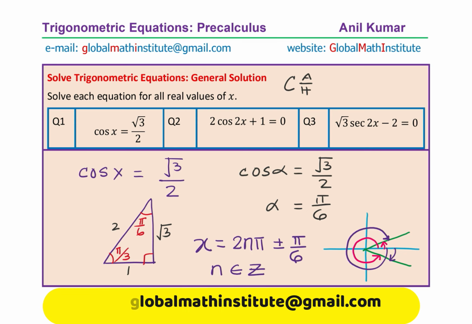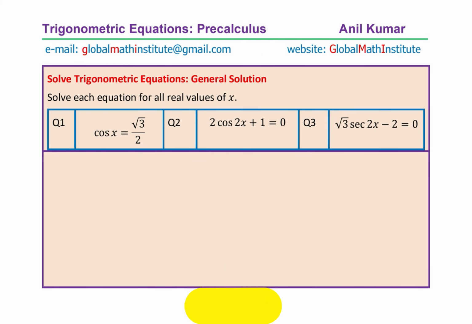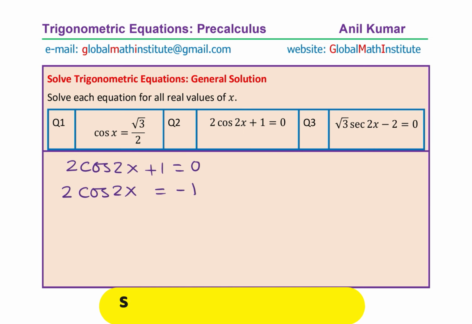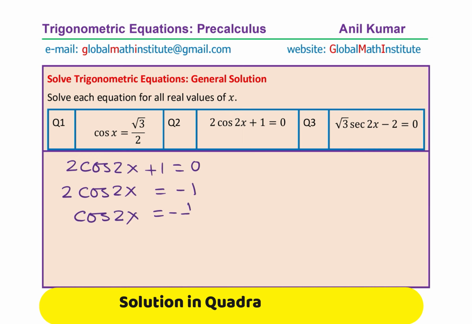Let's take up the second example just to confirm that you have understood the whole concept. This time the equation is 2 cos 2x plus 1 equals 0. So you can write this as 2 cos 2x equals minus 1, or cos 2x equals minus half, right? So again, let's look into the special triangle, which for us is pi by 3, pi by 6, correct?